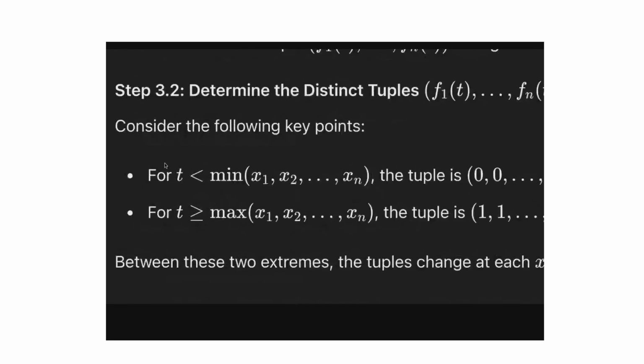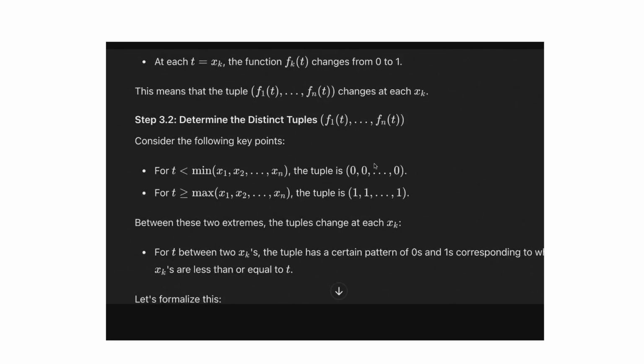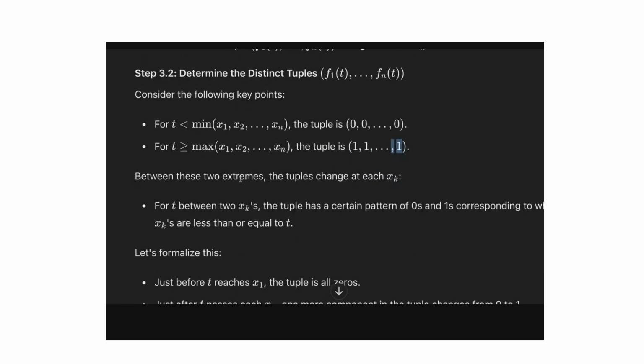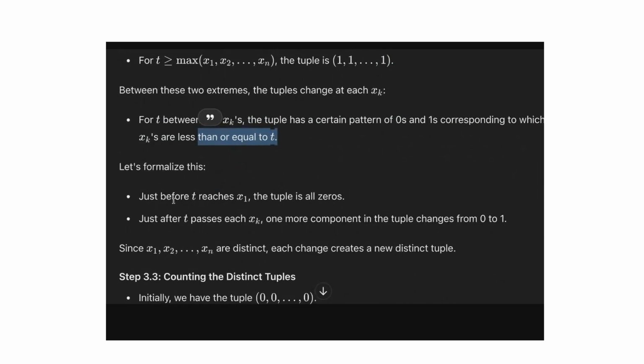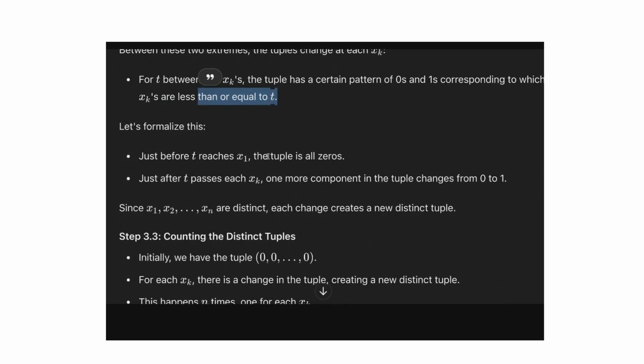Determine the distinct tuples. At less than or equal to this, it should be less than, it's right, not less than or equal to, I was wrong. 0 greater than or equal to this. Between this, the tuple changes at each x_k. That's exactly what we have found. Between this, the tuple has a pattern of zeros and 1s which corresponds to x_k less than or equal to t. Just formalize, just before t reaches x_1, the tuple is all 0. Just after t passes x_k, one component changes from 0 to 1. That's exactly what we have found, right?